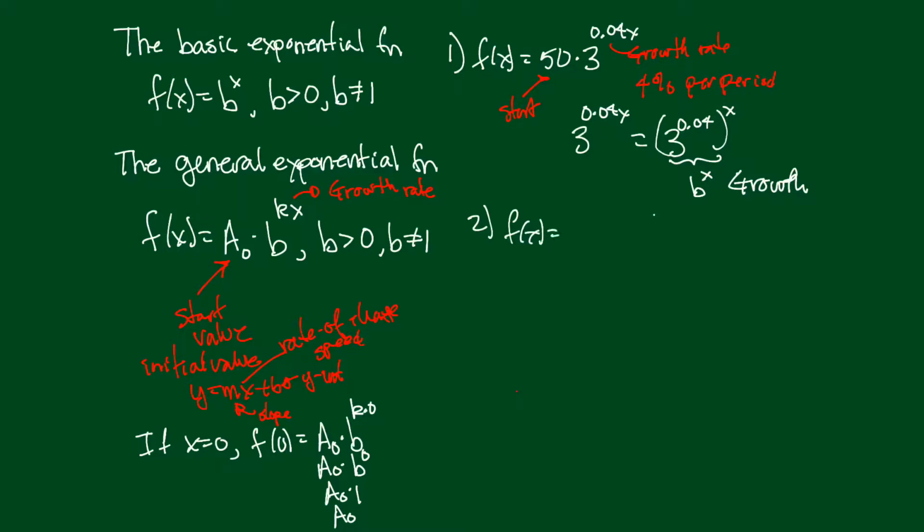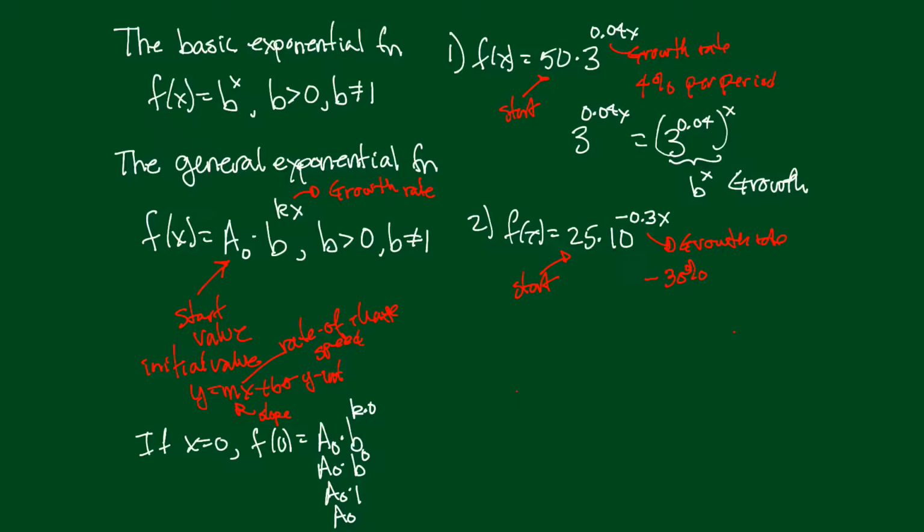Look at another example here. F of x equals, let's say we have 25 times, now let's try this one here, 10 to the negative 0.3x. Start value, right here. We start with 25 units of output. Growth rate? Well, the growth rate is negative, but there's negative, what, 30% per time period.